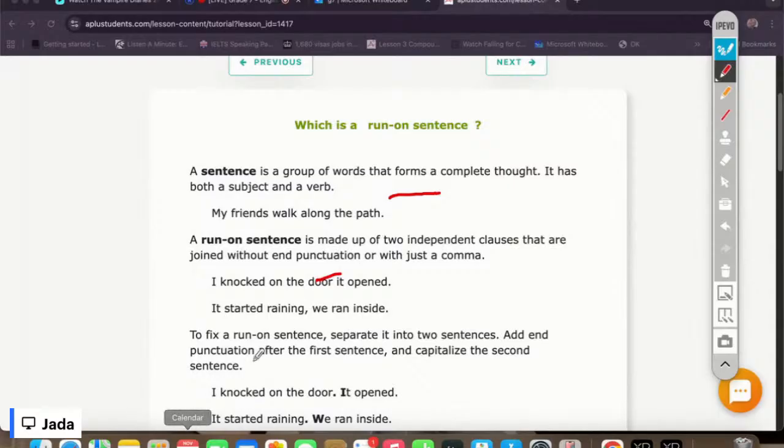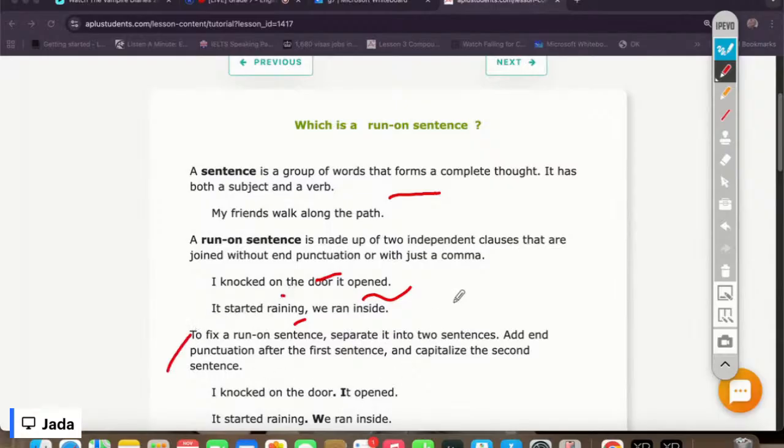All right, so a run on sentence is made up of two independent clauses that are joined without end punctuation or with just a comma. I knocked on the door, it opened. It's still raining, we ran inside. So, a run on sentence is made up of two independent clauses joined together, okay, without end punctuation or just a comma. So, just like we have the first and second.